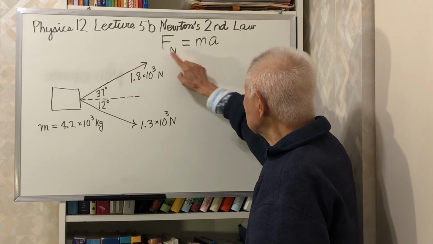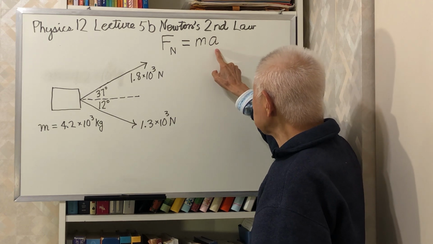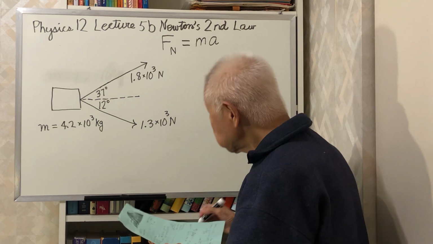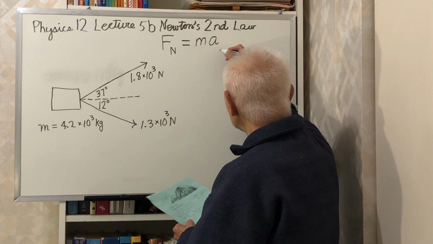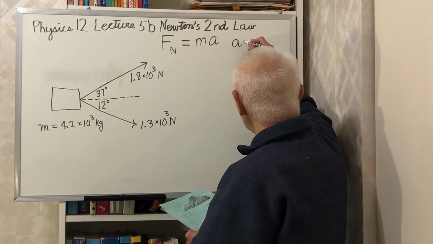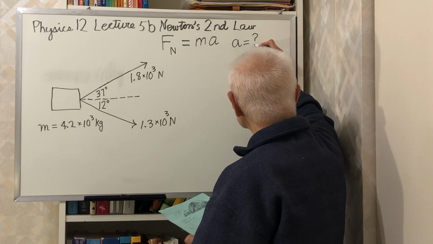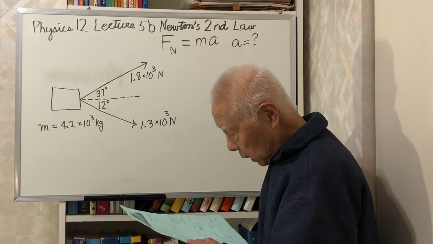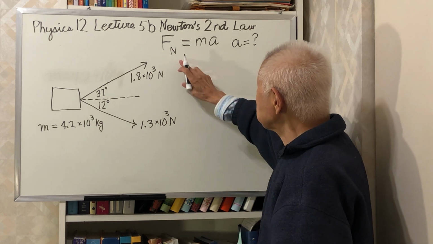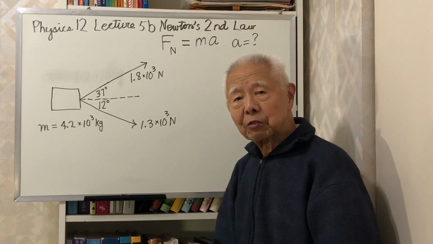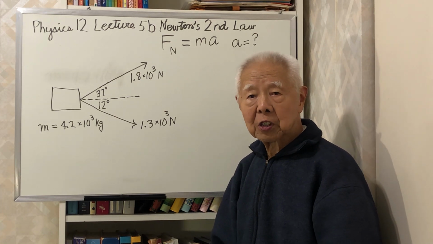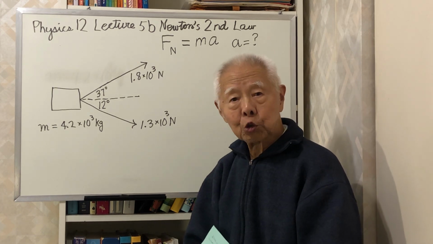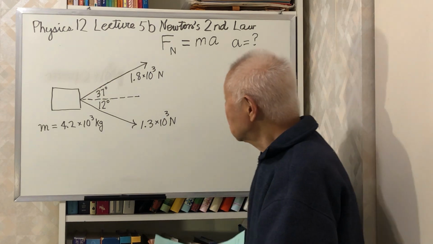Net force equals mass times acceleration. What do we want to find? In this question, we want to find what A is, what the acceleration is. So what we need is the net force. We have discussed how to find the net force in one of the previous lectures. We use the triangle method.